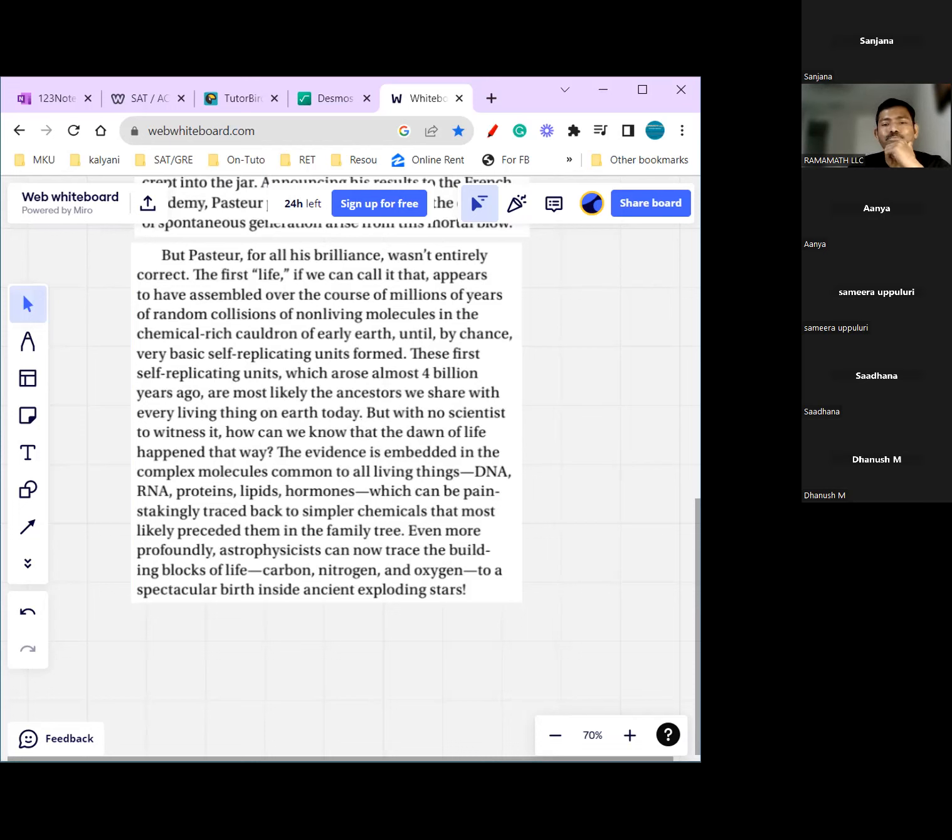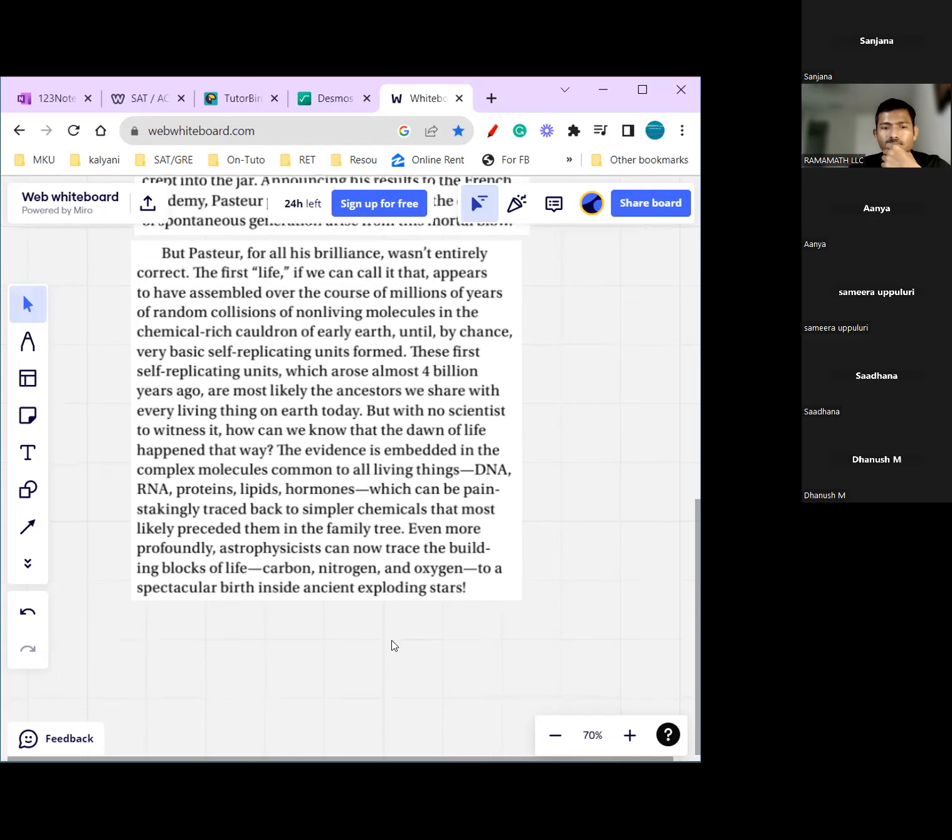But Pasteur, for all his brilliance, wasn't entirely correct. The first life, if we can call it that, appears to have assembled over the course of millions of years of random collisions of non-living molecules in the chemical-rich cauldron of early Earth, until by chance very basic self-replicating units formed. These first self-replicating units, which arose almost 4 billion years ago, are most likely the ancestors we share with every living thing on Earth today.